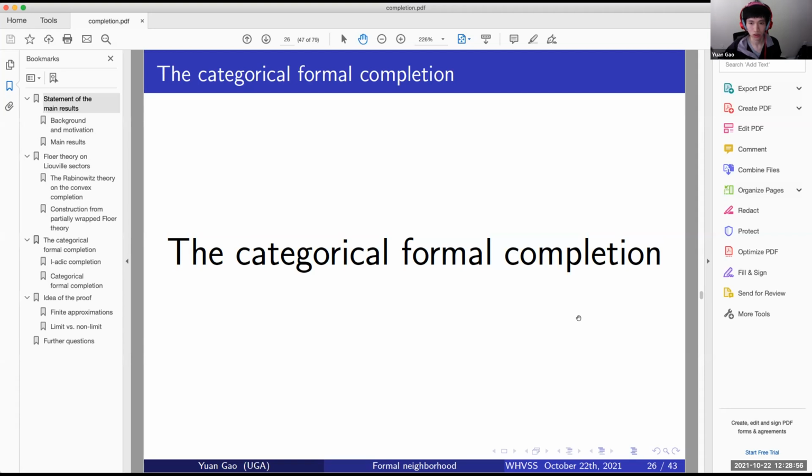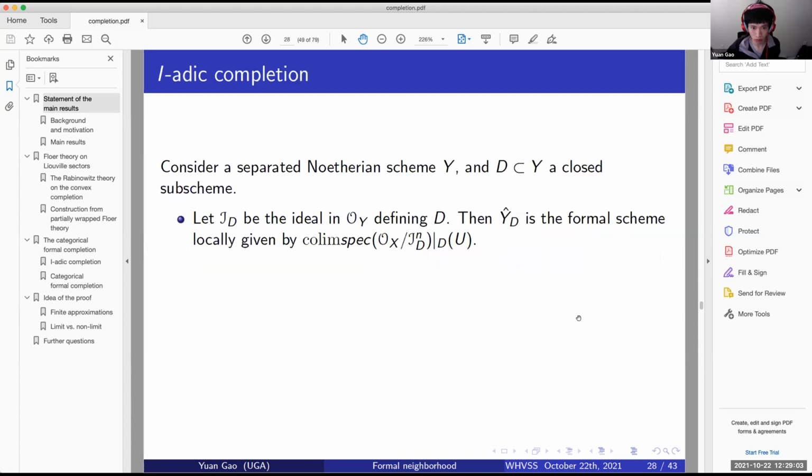So in the third part, I'll tell you about the algebraic construction of the formal completion. First of all, let us review some basic construction of the formal completion from algebraic geometry using adic topology and homotopy limit. So we'll consider some separated noetherian scheme Y and a closed subscheme D. Let I_D be the ideal in O_Y defining this closed subscheme D.